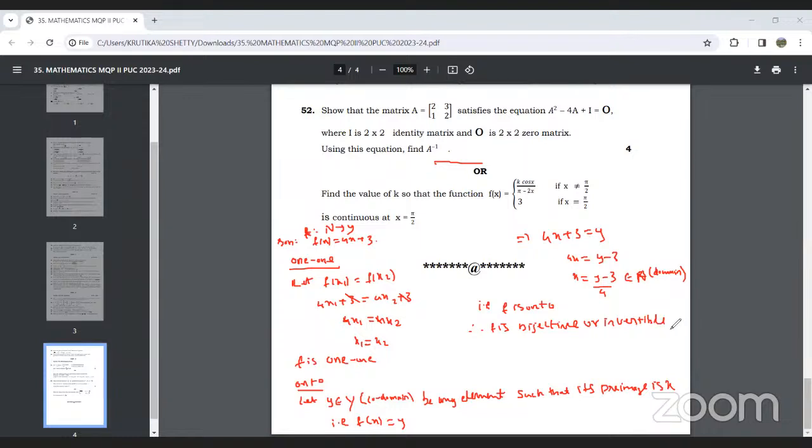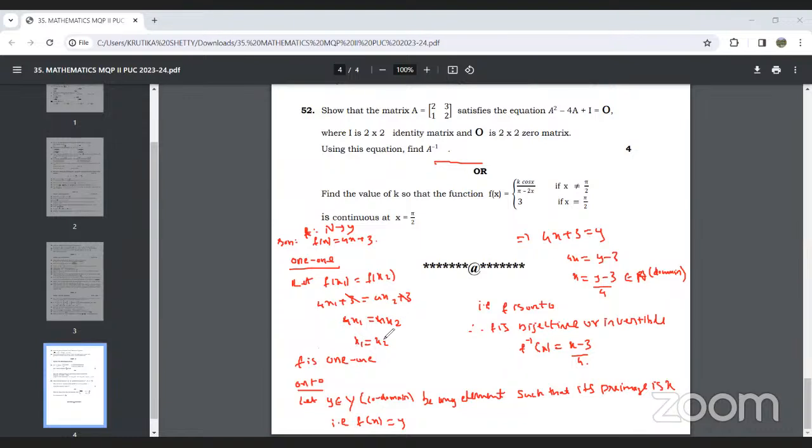And since it is invertible, whatever value we have got, x equal to y minus 3 upon 4, this will be the inverse function. Okay, so we need to write it as f inverse of x is equal to, replace y with x, so it will be x minus 3 upon 4. Okay, so this will be the inverse function. So the inverse function is x minus 3 upon 4.